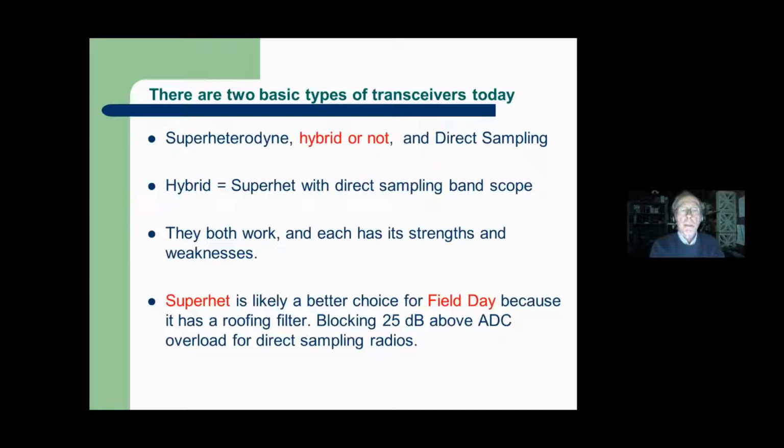There are really two basic types of transceivers today. The superhet, of course, has been around for a long, long time, and then direct sampling. But we've got two kinds of superhet now, including a hybrid. What is a hybrid superhet? It's got a direct sampling band scope, and that includes the new Yaesu 101D and the new Kenwood 890S. The resolution is phenomenal. You might ask, did I really need that kind of resolution? But I'll show you in a bit how amazing it is compared to what we had in the past, like a Pro 3.